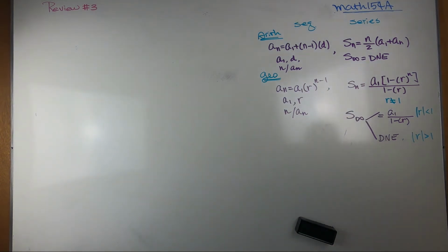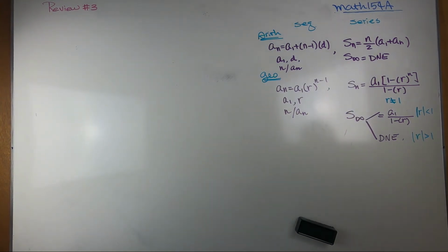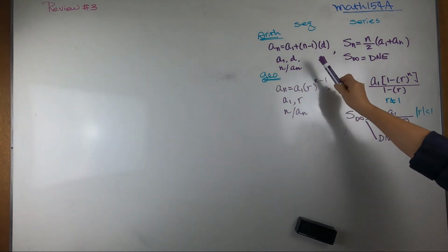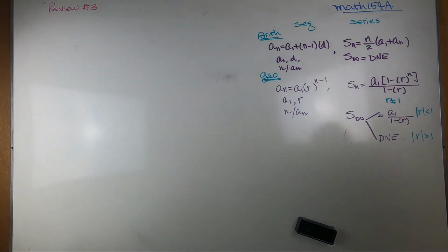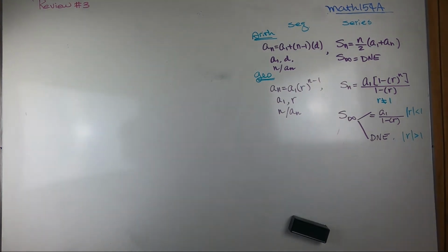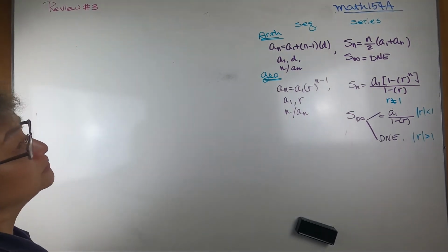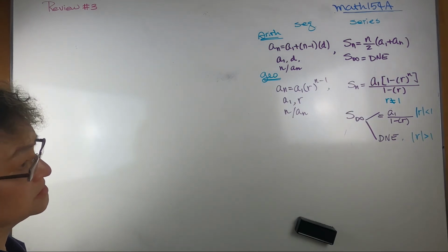So let's see. Take a look at all those formulas. How many do we have? 1, 2, 3, 4, 5, 6, 7. Right? Total 7 of them. You need to figure out which one you want to use, then decide to find the sequences or the series, right?